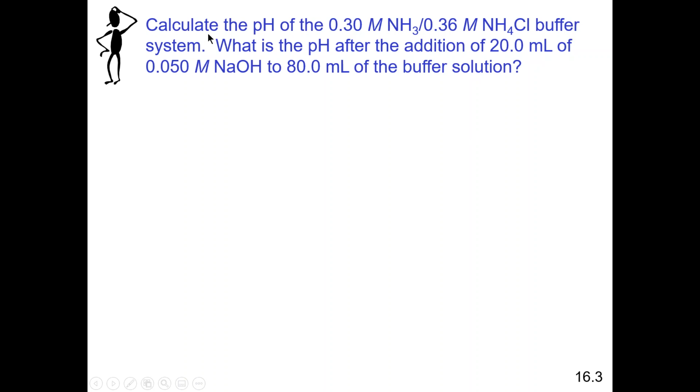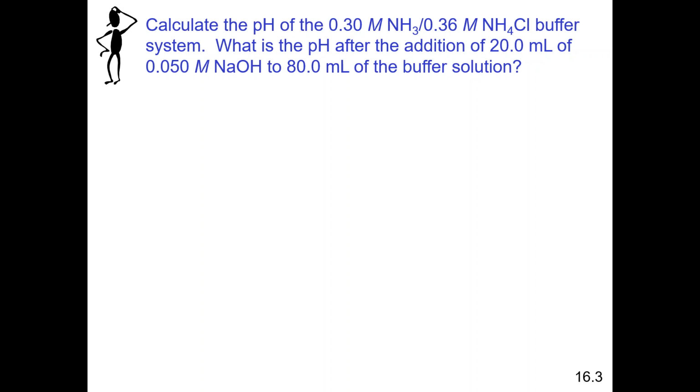The first part says calculate the pH of a 0.30 M ammonia solution and a 0.36 M ammonium chloride buffer system. All right. So that's the first part. And then the second part is asking what is the pH after the addition of 20 mL of a 0.050 M sodium hydroxide to 80.0 mL of the buffer solution. Okay. So the first part is to calculate the pH before the addition of the sodium hydroxide and then after the addition of the sodium hydroxide to 80 mL of the solution. And what we're going to see is the fact that the pH will not change much.